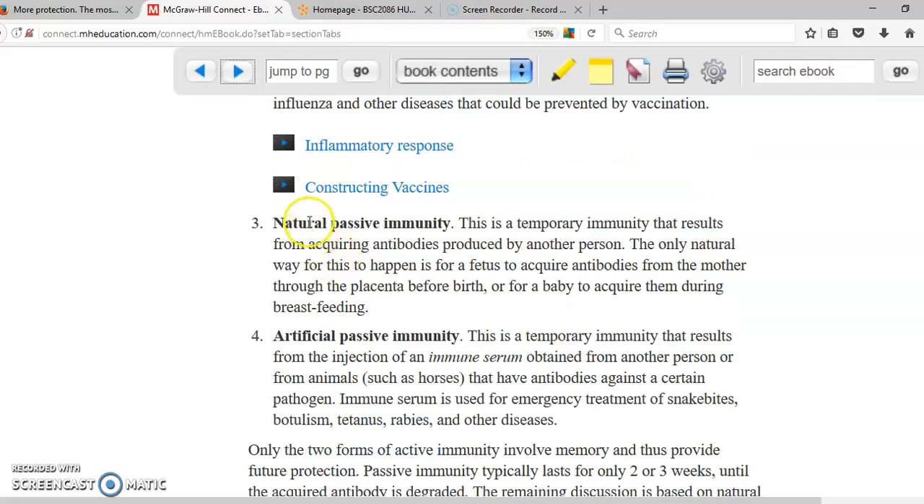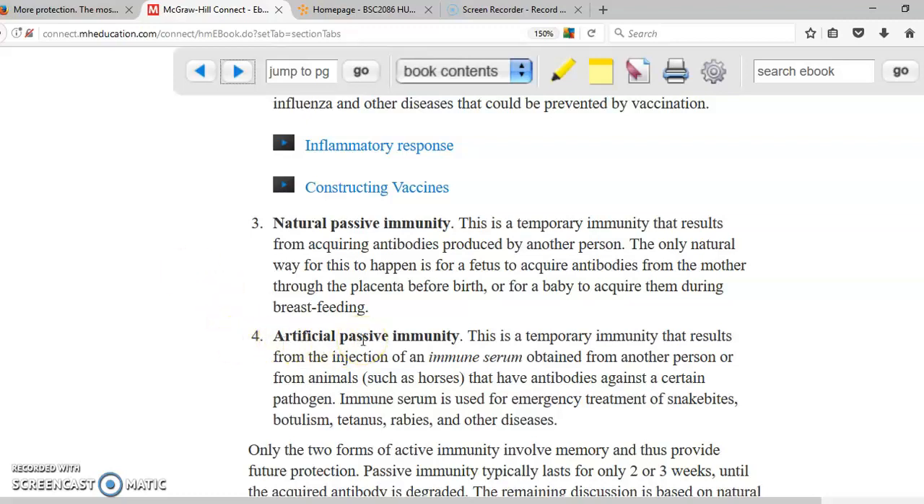The next one is natural passive. Natural means that you got your own infection. Passive means that you did not create your own antibodies. In this case, your mom created the antibodies, and your mom gave you the antibodies when she breastfed you and you were a baby.